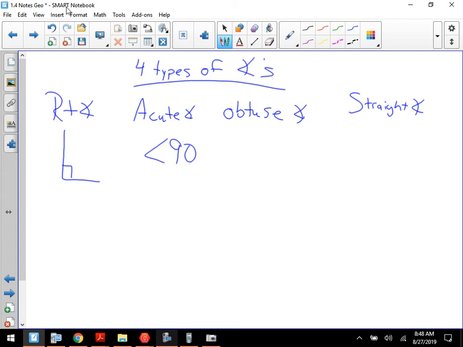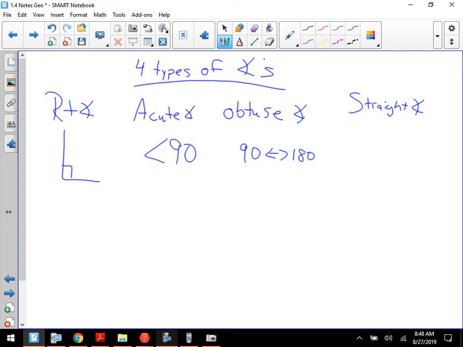Obtuse angles are angles that are between 90 and 180. They're more than 90, but less than 180. And then, do we have angles in geometry that measure greater than 180 degrees? Sure, but we don't want to worry so much about those, because we're only going to talk about going within one revolution. If I go completely around an object, how many degrees does that make?